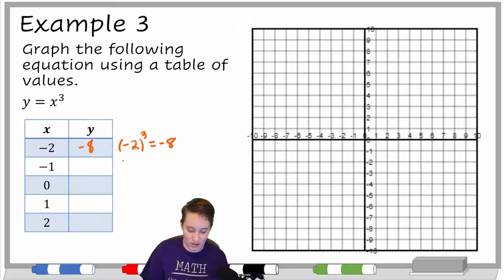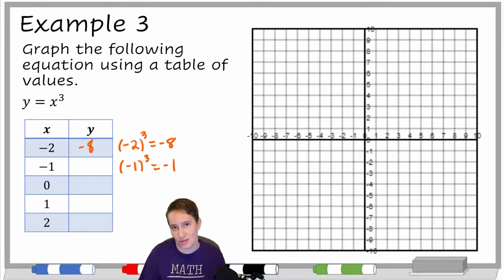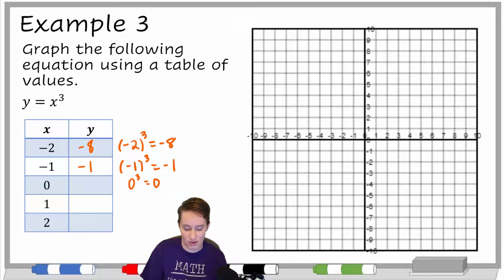Then we'd say, okay, what is -1 cubed? That would be -1 times -1, which is +1, times another -1, which is -1. What is 0 cubed? 0 times 0 times 0 is 0. What is 1 cubed? That'd be a +1. And what is 2 cubed? That would be a +8. Then we can graph these.